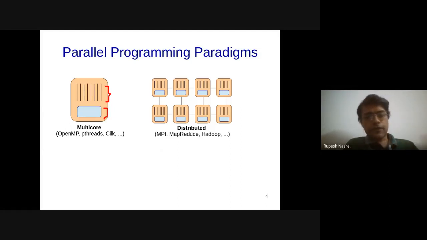But there are other frameworks. For example, you can use a MapReduce framework to offload your computation onto a cluster, or Hadoop as a parallel file system in a distributed setup.